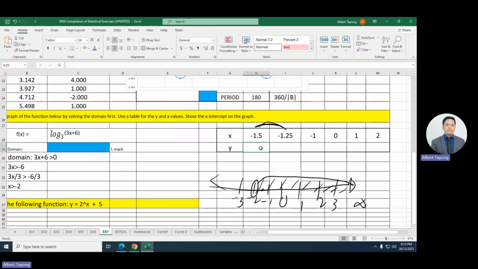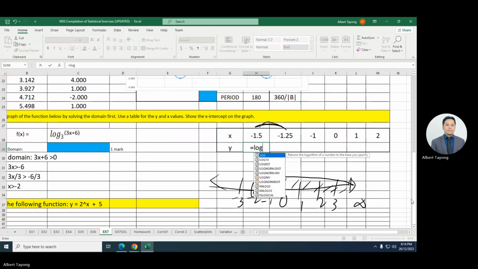Okay, so solve. This is our function, log of 3x plus 6 with base 3. So what are you going to do? Equals log, yes, 3 multiply, yes, plus what? Divide what? Log of 3. Okay.